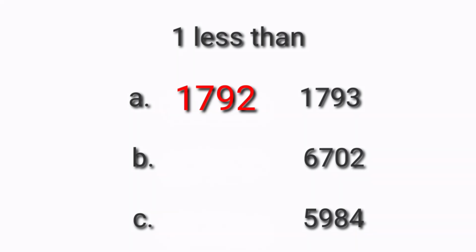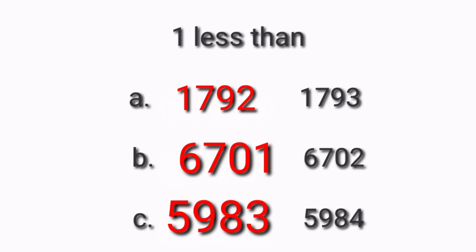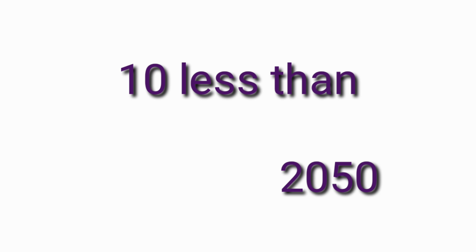Yes, 1792. Okay, let us take next number 6702. Then we have to find out just before this number. That number is 6701. Okay, let us take third example 5984. Okay, here we are going to subtract 1 from this number. The answer is 5983.